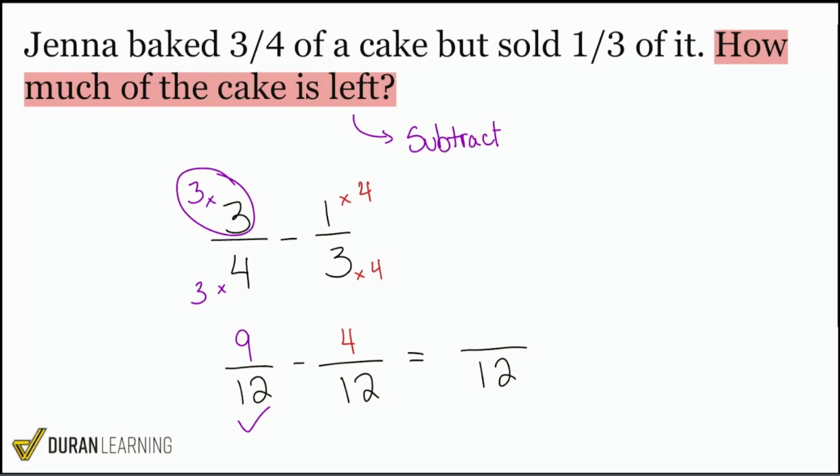And now all we have to do is 9 minus 4. 9 minus 4 is indeed what? Yeah, that's going to be 5. So we have 5 over 12. That's how much of the cake is left. 5/12 of a cake. So is anybody here that was previously confused about the same denominator concept?